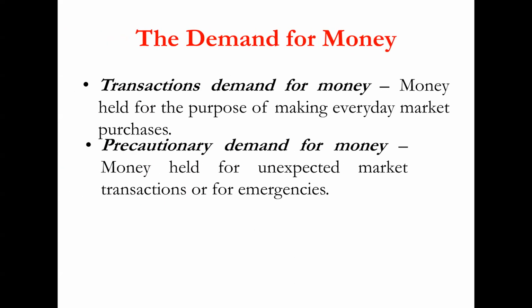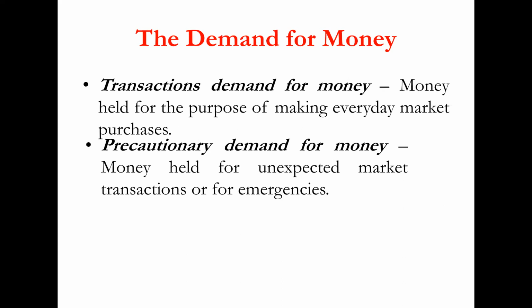Okay, let's look at the transactions demand, the transaction motive. So people want to hold money for the purpose of making everyday market purchases. That's what that motive is, the transaction motive. You want to hold cash so that you can use that money to do the everyday transactions, the purchases. You want to buy tomato, you want to buy what? You know those things. So you'd want to hold some money, okay? That's one of the motives.